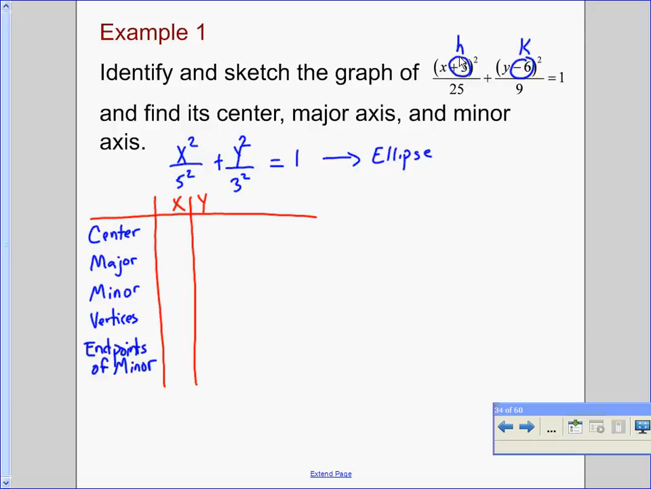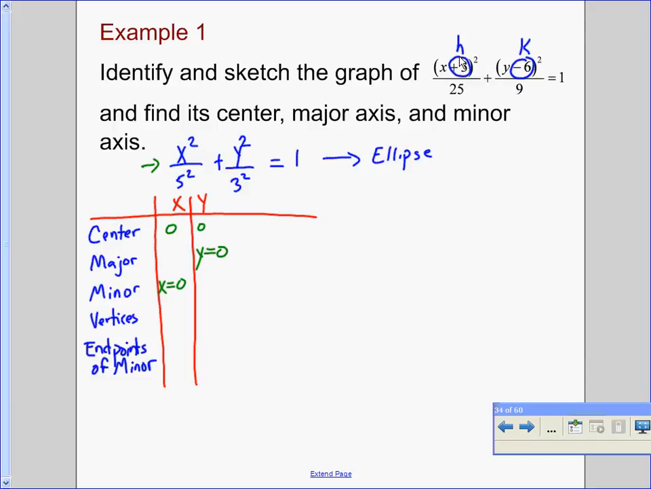So when we have the center, we're going to start with the center at the origin. The major axis, since the 5 squared is larger than the 3 squared, is going to be the line y equals 0. So we're going to write the equation there. And the minor axis is going to be the equation x equals 0. And the vertices are going to be on our major axis, which this time is going to be our x-axis.